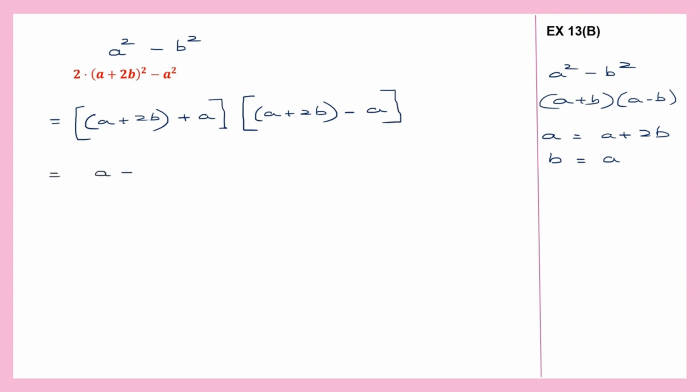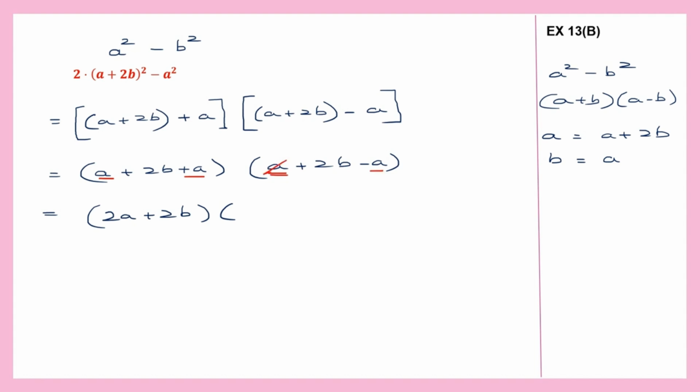So here we have a plus 2b plus a. So we've got this. And here what do we have? a plus 2b minus a. Now let's simplify this. So here we have a plus a, that makes it 2a, 2a plus 2b. And here, as you can see, we have a and minus a which get cancelled. So here we have only 2b. So we don't even have to put the brackets there. So we have 2b into (2a plus 2b).